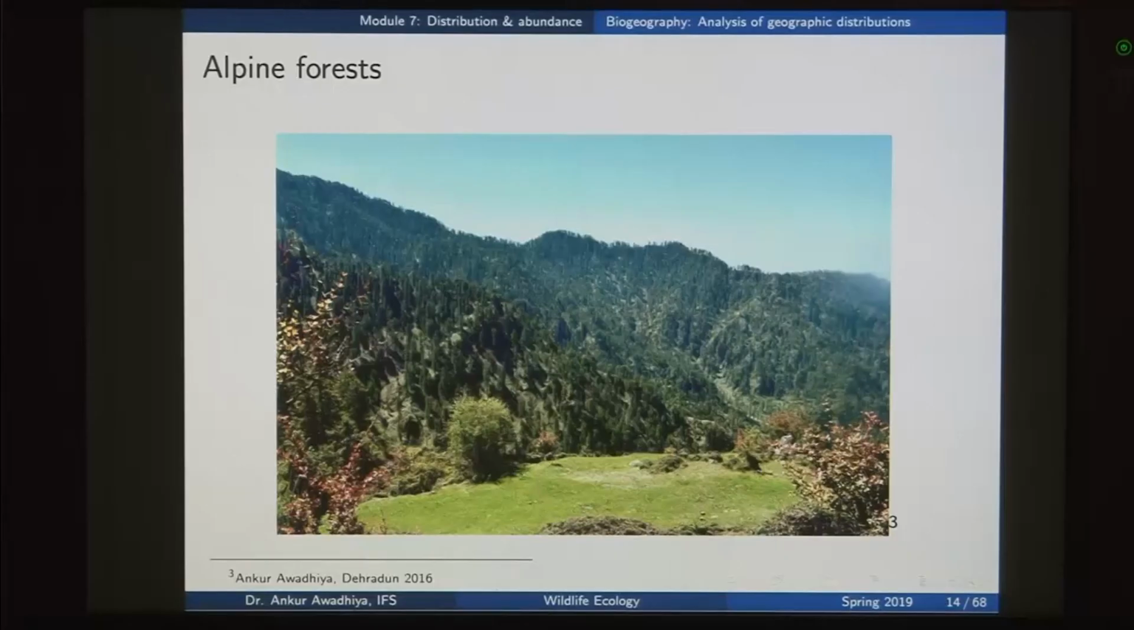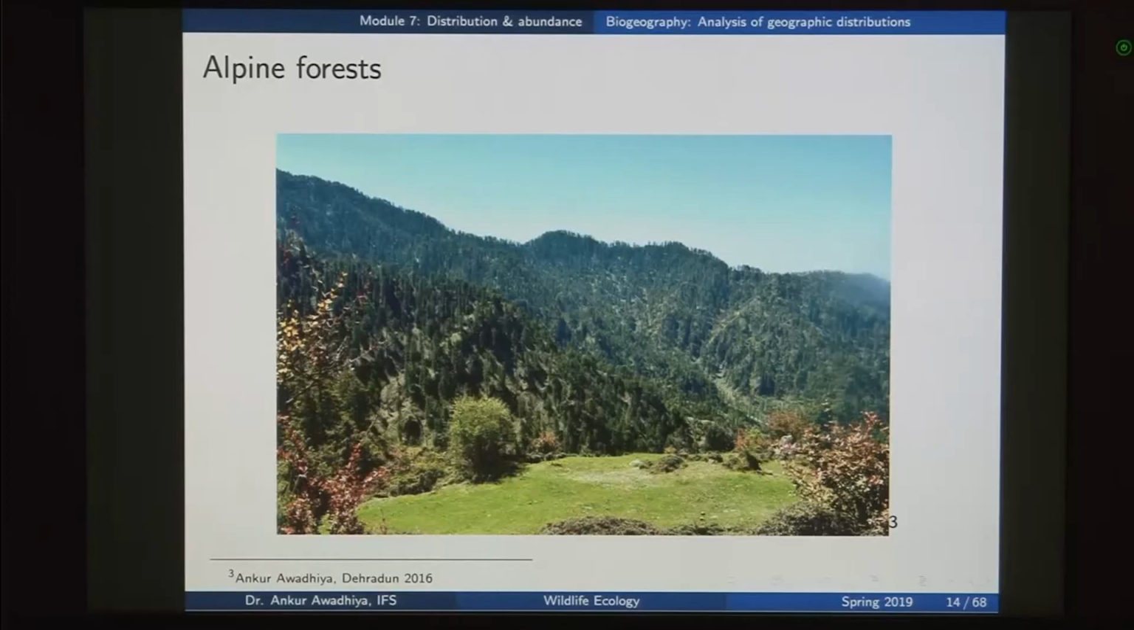Now in the case of alpine forests, we will find some of these coniferous trees together with some associated species, which could even be broad-leaved species. Now when we are talking about these meadows and these forests, there would also be very specific animal species that are found in these areas. So for instance, in the case of Uttarakhand, you will also find species like the pika. Now pika is a very small mouse species that is only found in this area.